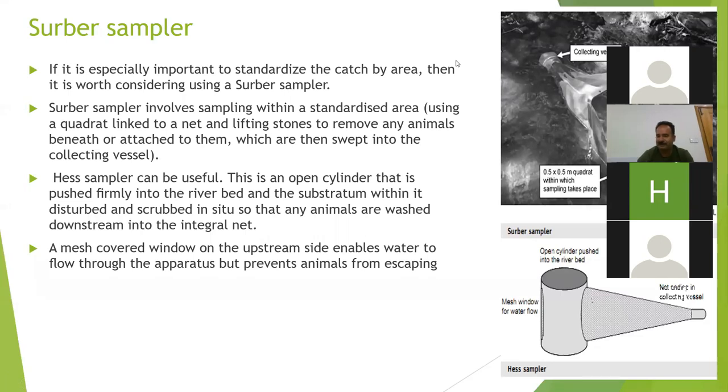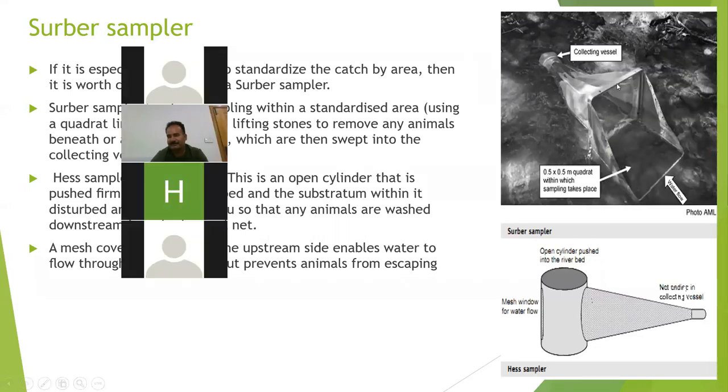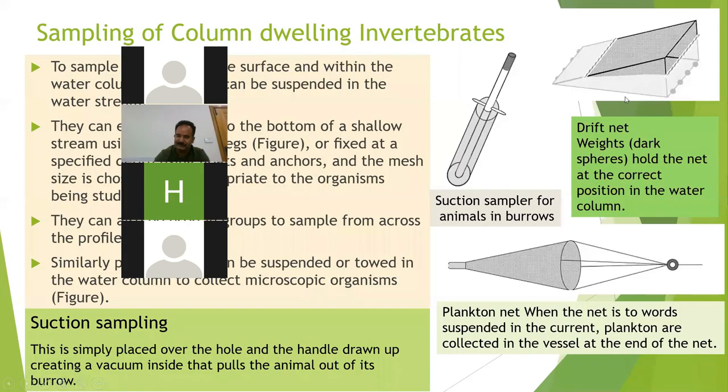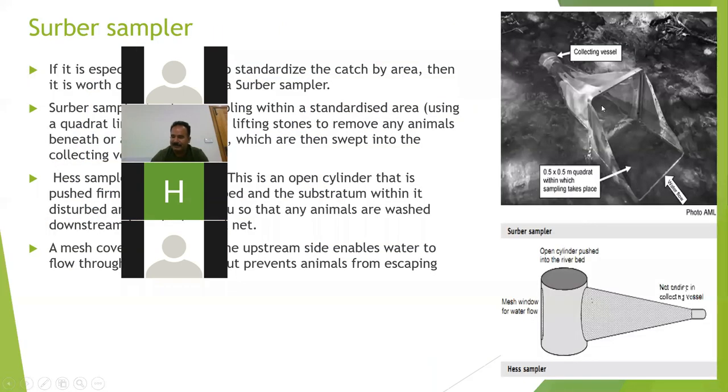हमारे पास जो है ये सर्वर सैंपलर है, और हम देखते हैं कि ये आगे एक ट्रायंगुलर स्टैंड है, ये इसलिए होता है ताकि ये बॉटम के साथ एडजस्ट कर ले, हम यहाँ पे जो सबस्ट्रेटम है उसको डिस्टर्ब करते हैं और जो स्टोन्स और पेबल्स के साथ एनिमल्स अटैच्ड होते हैं वो अल्टीमेटली इसके अंदर चले जाते हैं, और ये एंड पे एक वेसल होती है इस वेसल के अंदर फिर हम एनिमल्स को कलेक्ट कर लेते हैं.